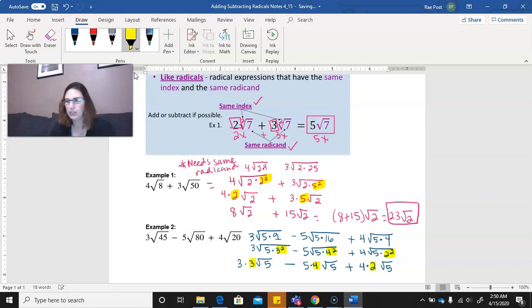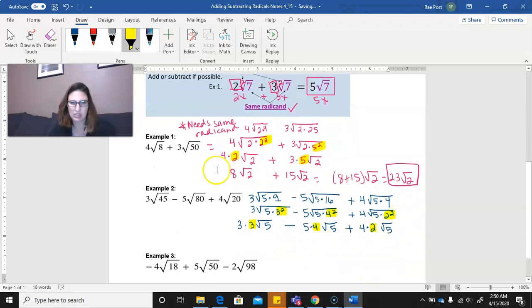Okay, and you guys don't have to do that stuff. Hopefully you guys can see, oh, square root of 9 is 3, square root of 16 is 4, square root of 4 is 2, and you can skip all of that. I'm just doing that so you guys can see it. Let's go ahead and finish taking it down.